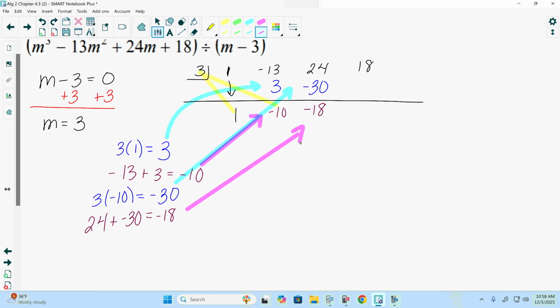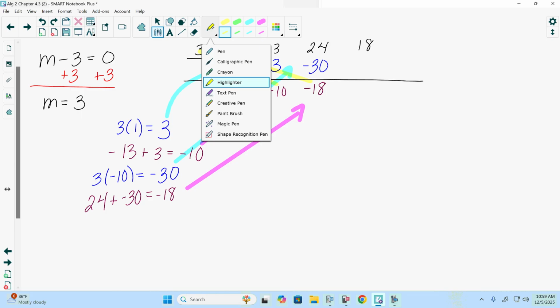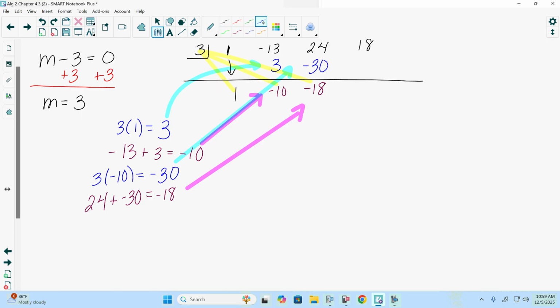Yep. Then what are we going to do next? We're going to multiply again. We're going to say 3 times negative 18, which I believe should be negative 54.